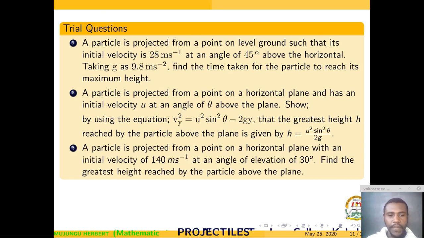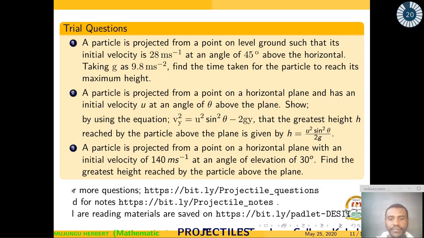Number 3 is reading that a particle is projected from a point on a horizontal plane with an initial velocity of 140 meters per second at an angle of elevation 30 degrees. Find the greatest height reached by the particle above the plane. That's our number 3. I hope you discuss those questions.